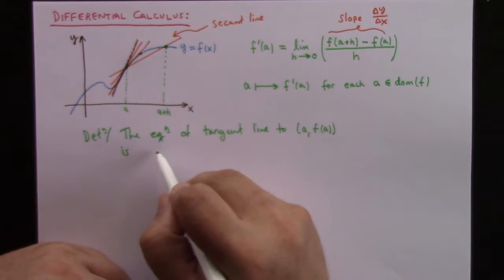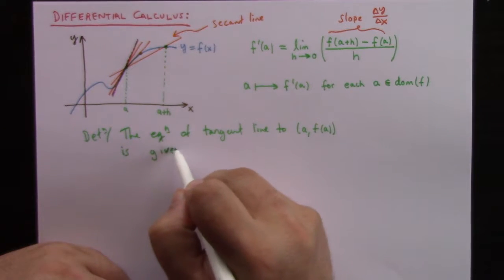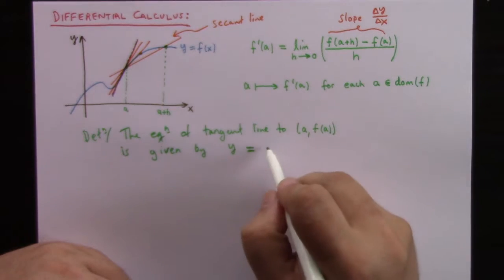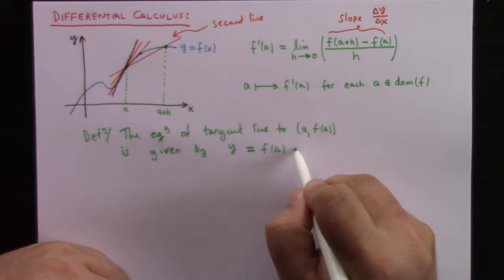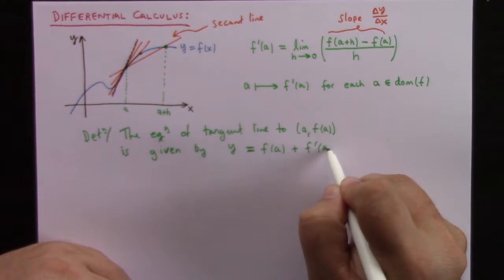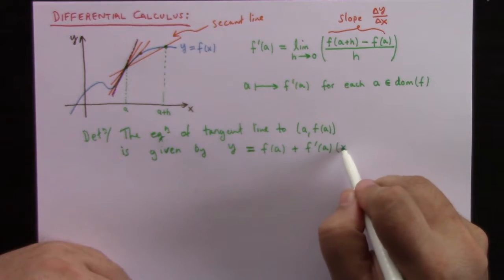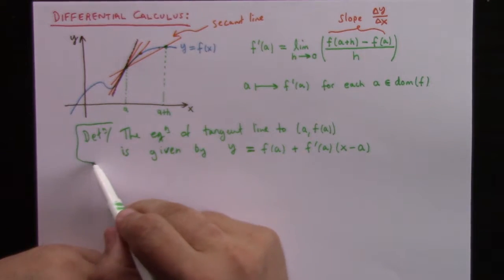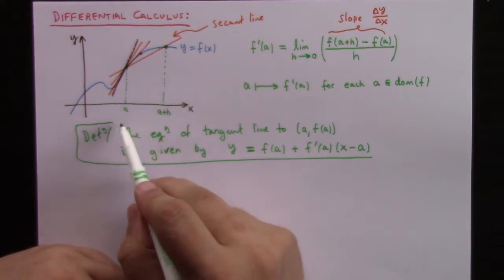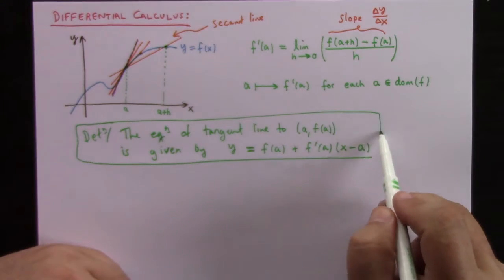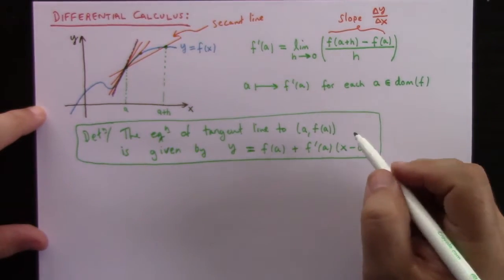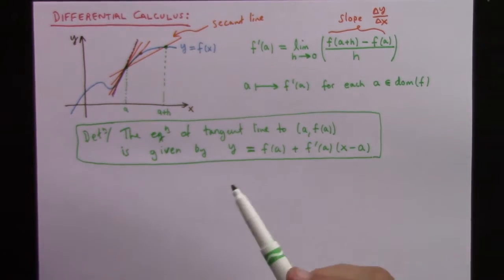it is given by y equals f of A plus f prime of A times x minus A. And there you go. This, folks, is a simple formula for the tangent line. If I ever ask you to find the equation of a tangent line in Cartesian coordinates, it's as simple as this. You calculate the derivative, you plug in the point, and there you have it, all right?